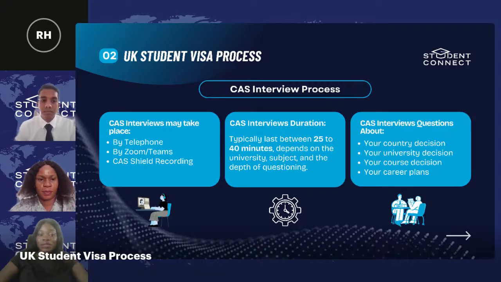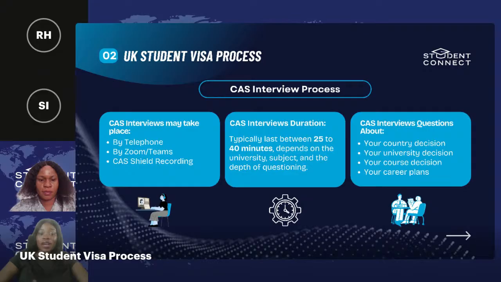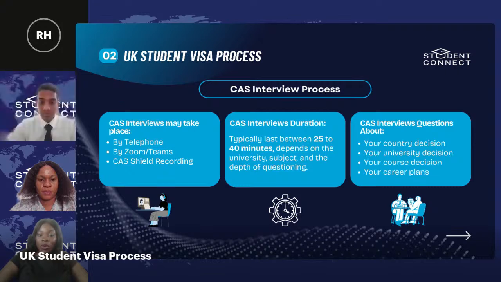Then for the CAS interview questions, you need to be prepared to discuss your reason for choosing the UK. Of course, students would have considered other countries before finally deciding on the UK. So you need to be prepared to explain this, why you chose the university, why you are going with the course you have been given an offer for, how it aligns with your previous studies, and how this degree fits into your long-term career plans. This is to gauge the genuine interest of the student in the university, the UK, and the course. Next slide, please.